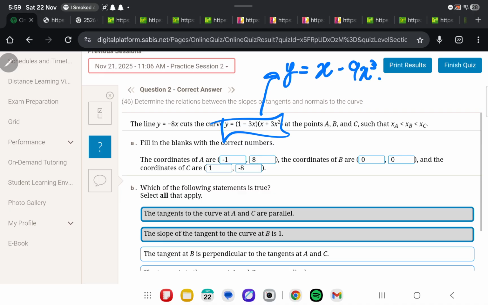Okay, this is the same thing as that. You just expand the brackets, you'll get x minus 9x cubed. Now, how do you find the y coordinates? Because we found the x. But what about the y? Very simply, you plug the x coordinates into this line or into the curve, whichever one you want.